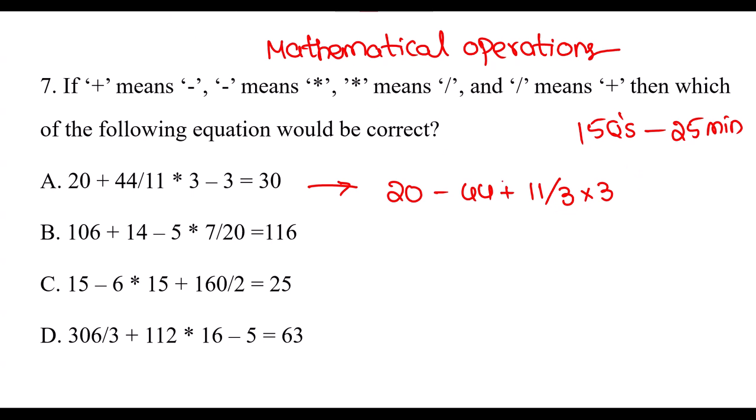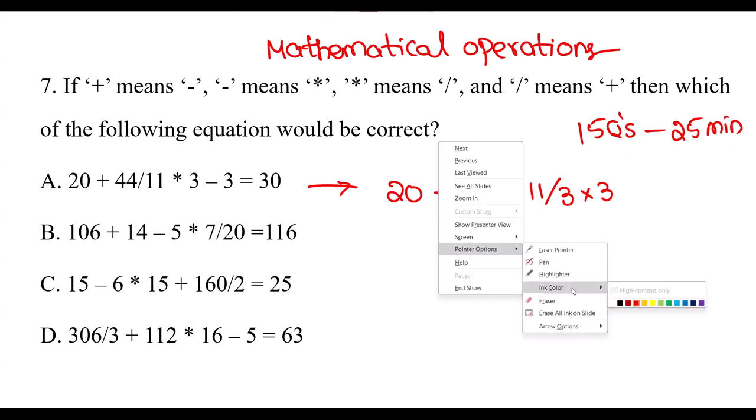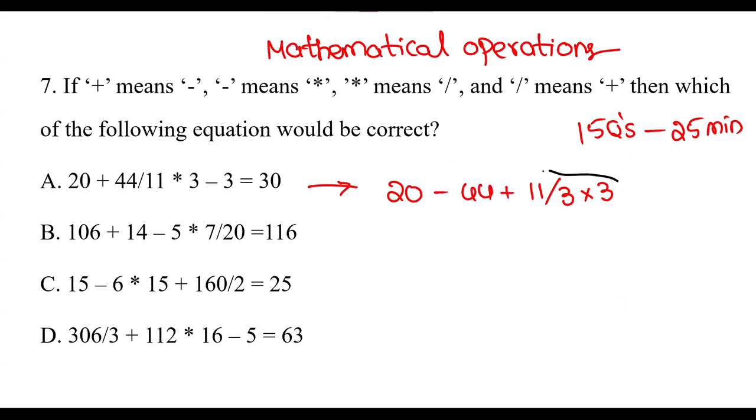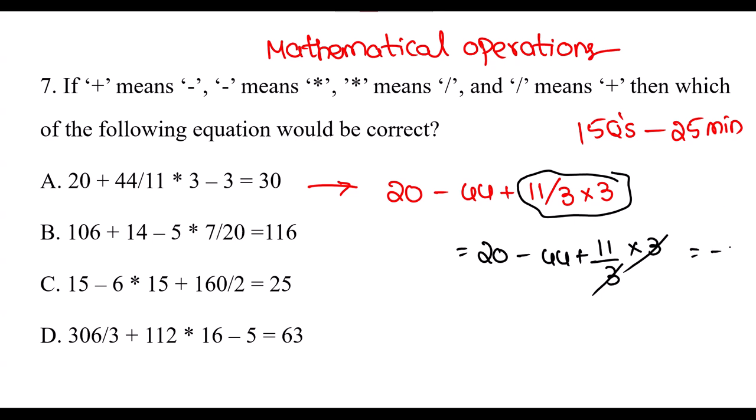So how to do this calculation? Very important. See, 11 divided by 3 into 3. How to solve this is simple. First division then multiplication. It will give 11 only. So 20 minus 44 plus 11, which is 31 minus 44. We got minus 13, but they gave 30. Option A is wrong.